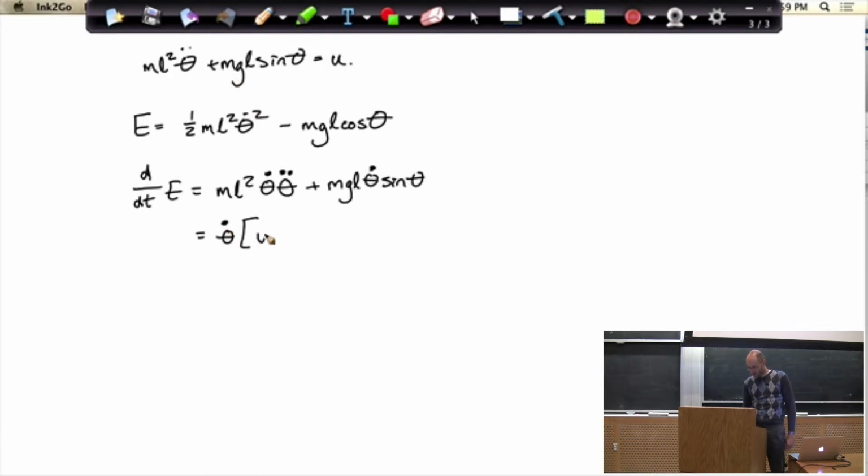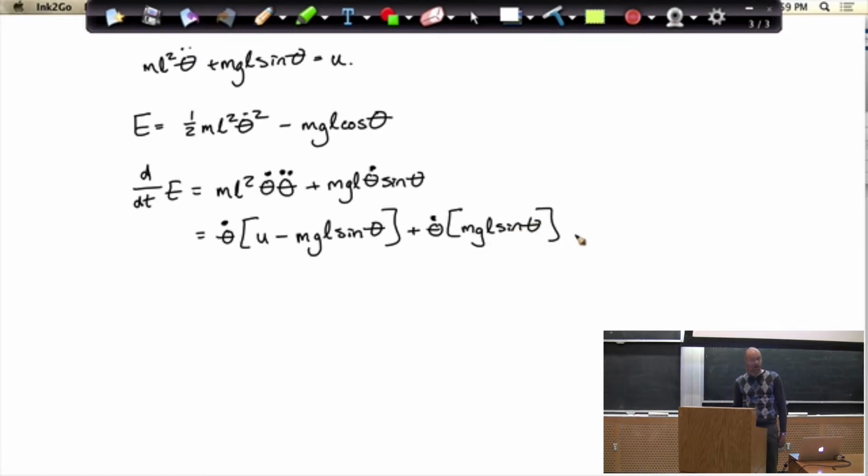That's minus mgl sine theta. Right, that's this, ml squared theta double dot became this. And then plus, and I'll write it in the same way, and that conveniently simplifies very nicely to just being u theta dot.